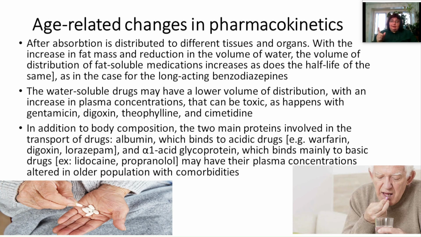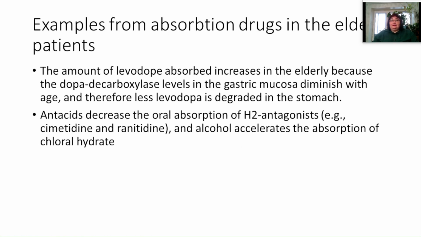You should remember it. In addition to body composition, the two main proteins involved in the transport of drugs can be albumin, which binds to acidic drugs such as warfarin, digoxin, lorazepam, and alpha-1 acid glycoprotein, which binds mainly to basic drugs such as lidocaine, propranolol, and may have their plasma concentration altered in all populations with comorbidity.